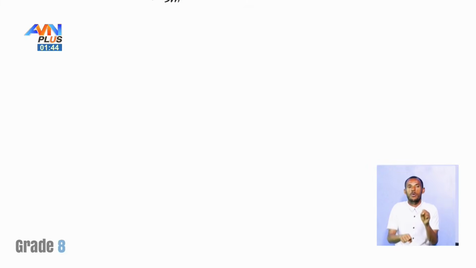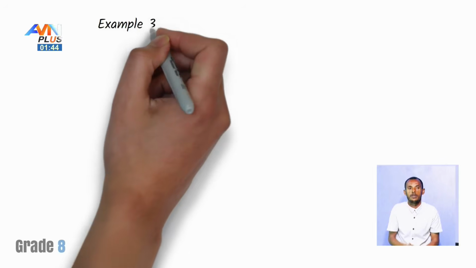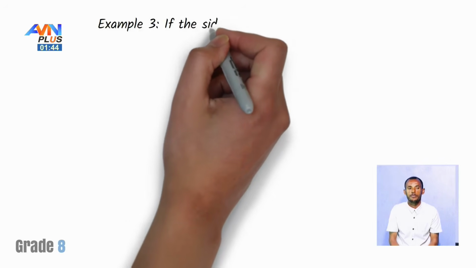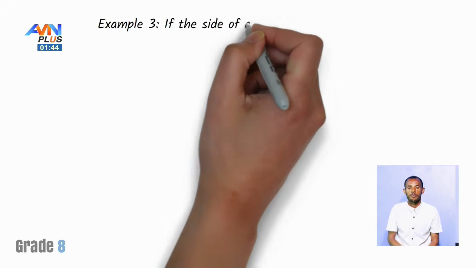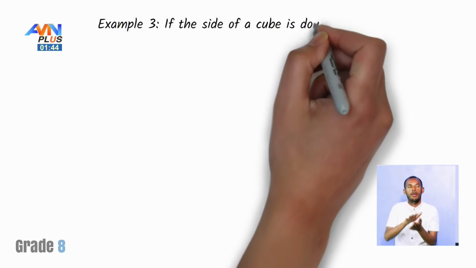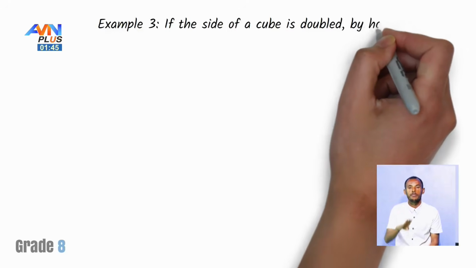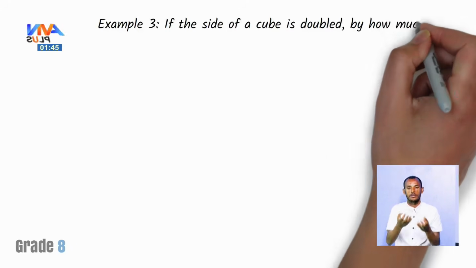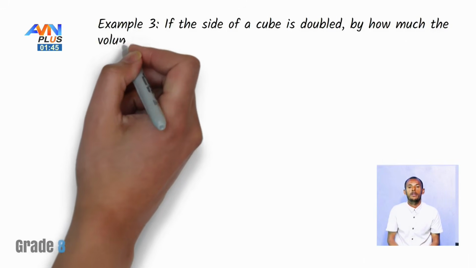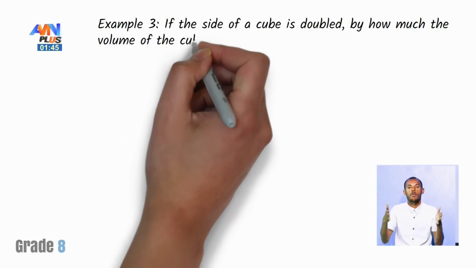So the third example is: if the side of a cube is doubled, by how much is the volume of the cube changed?